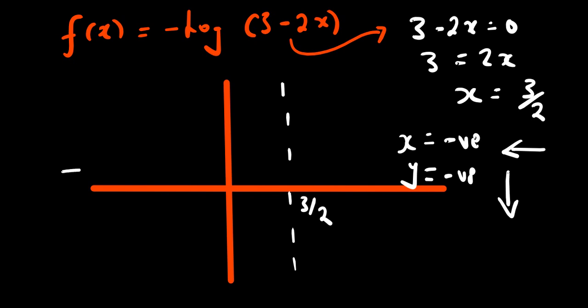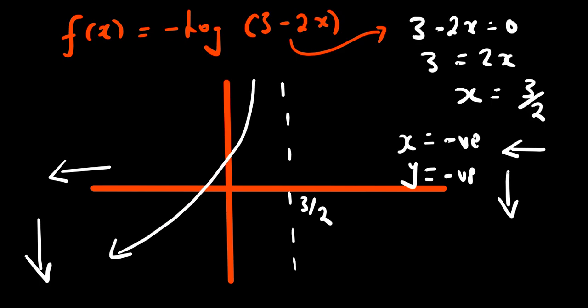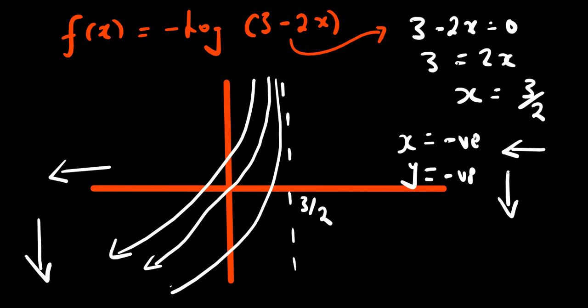So we are going in this direction and we are going to the negative values of y. So how is our function going to be? It's going to move. Now it can move in this direction, it can move on the middle here, and it can also move like that.